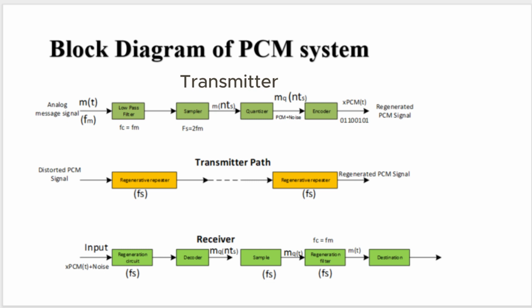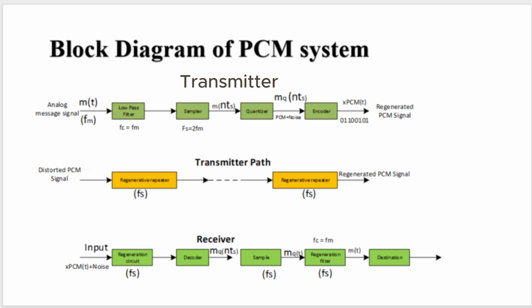So fs, the sampling frequency, is greater than or equal to 2fm. The output of the sample and hold circuit is denoted by ms(t). This signal ms(t) is discrete in time and continuous in amplitude.